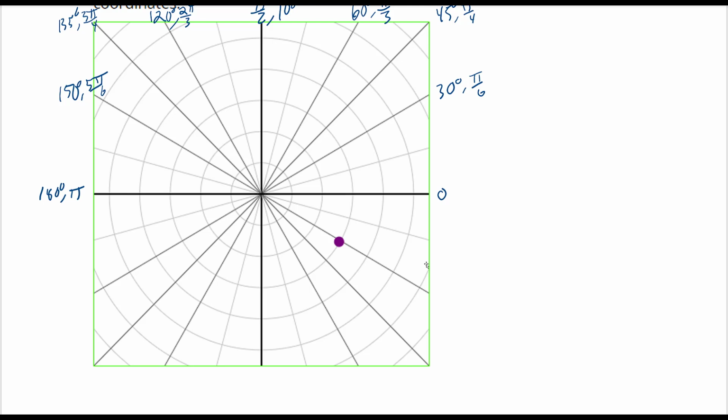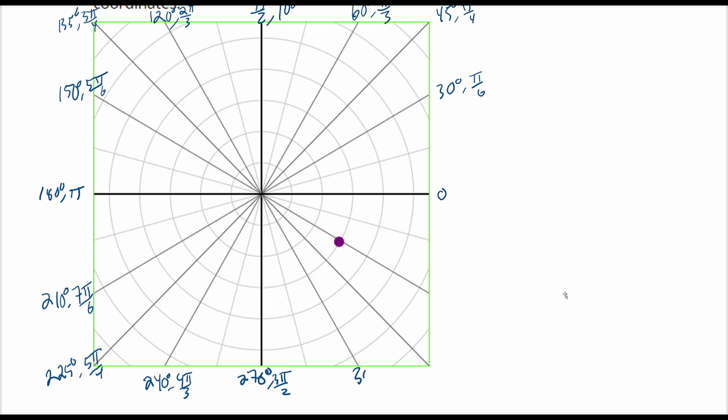I'm going to go ahead and finish naming these off, and the graphing part's pretty quick. So then we come down here. We're at 210 degrees, or 7 pi over 6. And then we're at 225 degrees, or 5 pi over 4. And then we are at 240 degrees, or 4 pi over 3. We're at 270 degrees here, or 3 pi over 2.